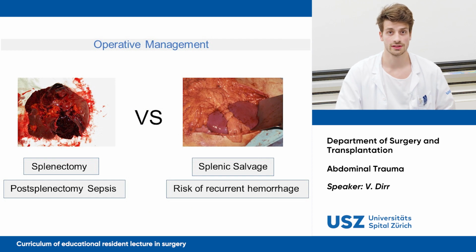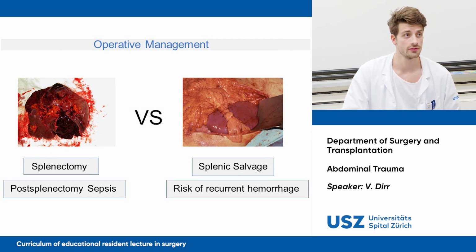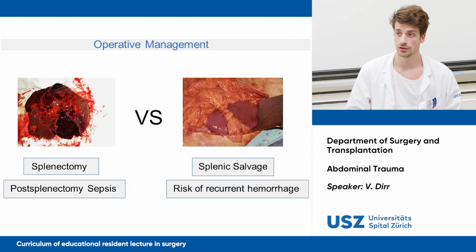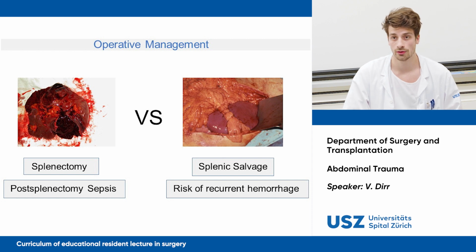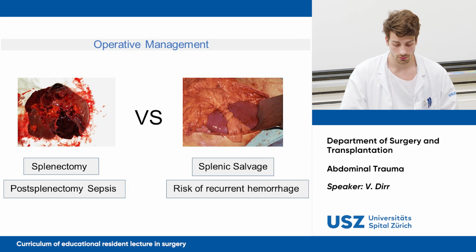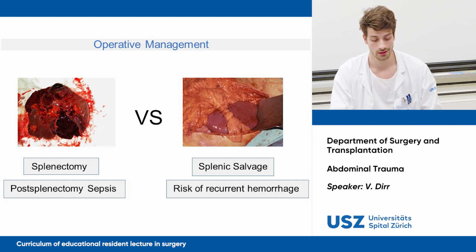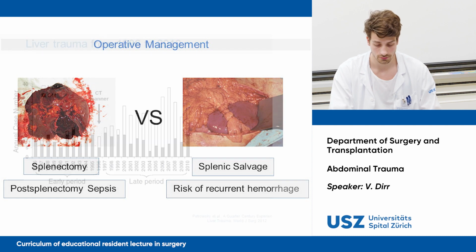What are our surgical techniques in order to deal with these traumas? On one hand, we have the splenectomy, and on the other hand, we have splenic salvage. Splenic salvage can be a partial splenectomy, a splenorrhaphy, an omental patch, or a combination of these things. And it's all about balancing the risk of post-splenectomy sepsis, which can be prevented by immunization, versus the risk of a recurrent hemorrhage. And that's a difficult thing to do.